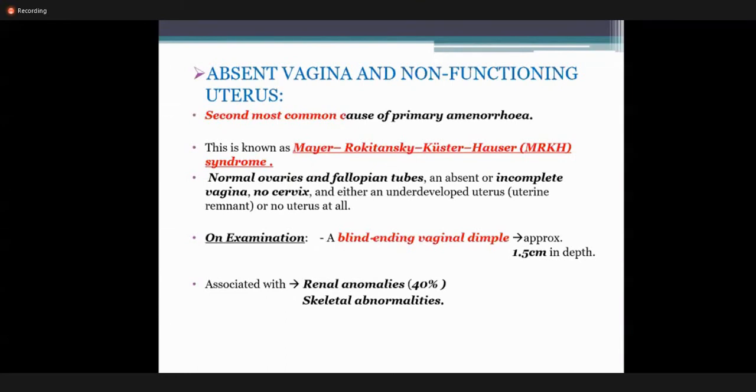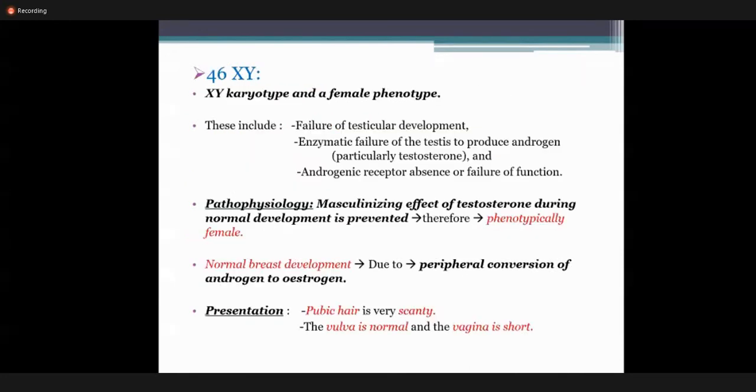Here's a condition which is known as Mayer-Rokitansky-Küster-Hauser syndrome. In this syndrome, there is a classical picture of primary amenorrhea. It's a very common condition. On examination, there's usually a blind-ending vaginal dimple, and there is absence of the uterus and the fallopian tubes. It is associated in 40% of cases with renal abnormalities and skeletal abnormalities. So it's the second commonest cause of primary amenorrhea, that is an absent uterus and a dimpling of the vagina, but it may be just a uterine remnant or no uterus at all. It's diagnosed on clinical examination, confirmed on MRI, and the treatment is again reconstructive surgery in which you do a vaginoplasty.